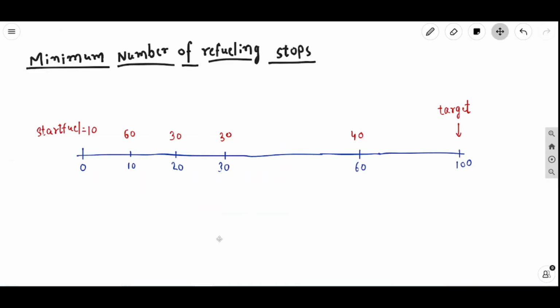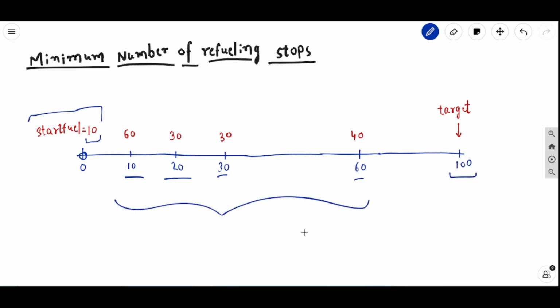So here we have an example. The car is sitting at position number 0, and initially the fuel that the car tank has is 10 units. Now these are the stops indicated at position number 10, 20, 30, 60. And this is the target position, that is 100. So we want to reach this target position, while these are the intermediate stations where our car can stop.